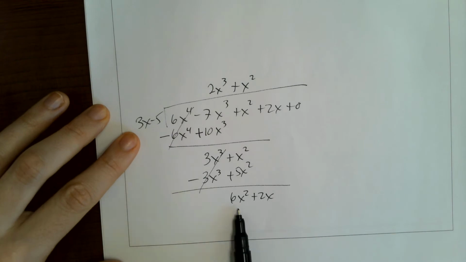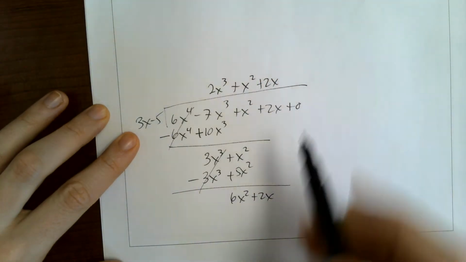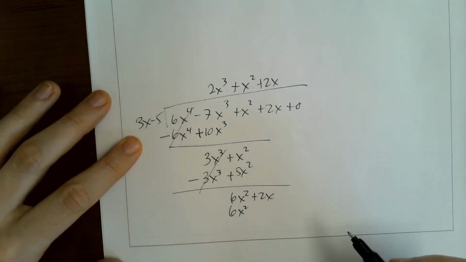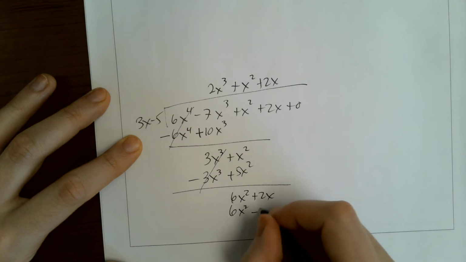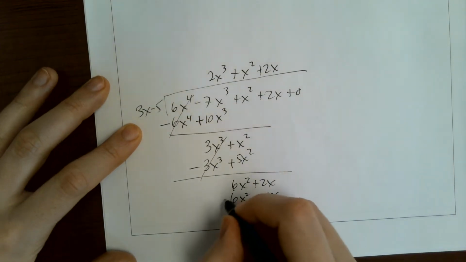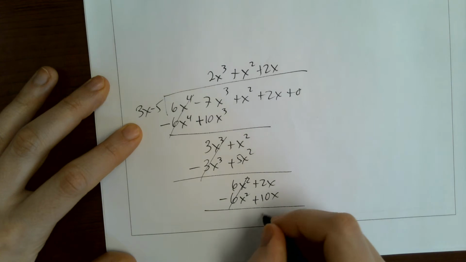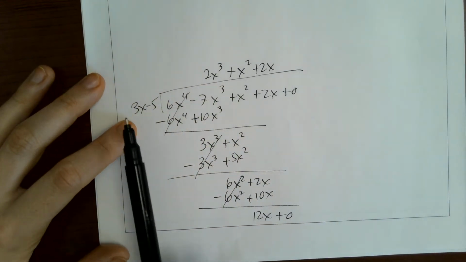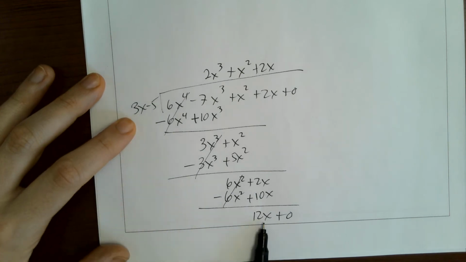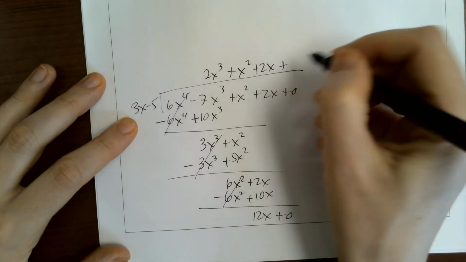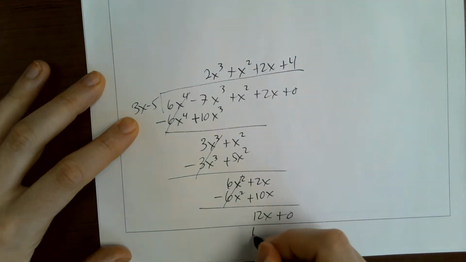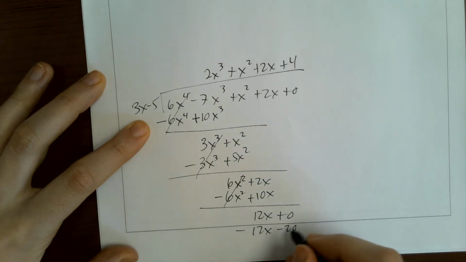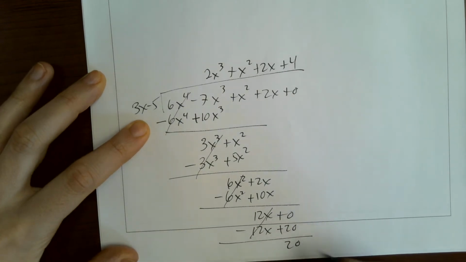3x times what makes that? 2x. Do the multiplication, so I'm distributing that back to these. Minus 10x. Then you subtract, so I'll change the signs. Those cancel. 12x, I'll bring down that 0 that I put in there. And then 3x times what makes 12x? 4. So 12x minus 20, then I'll subtract, those cancel, 20.